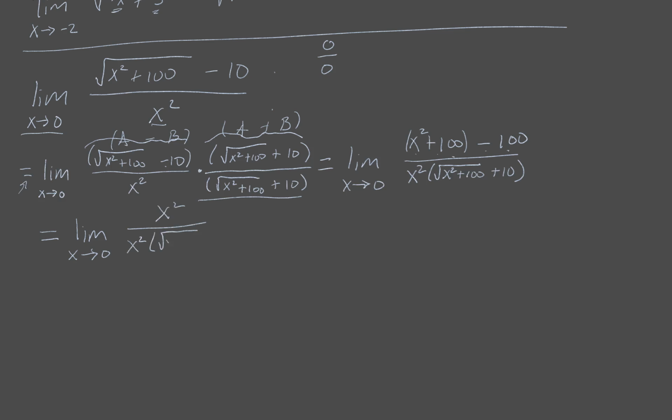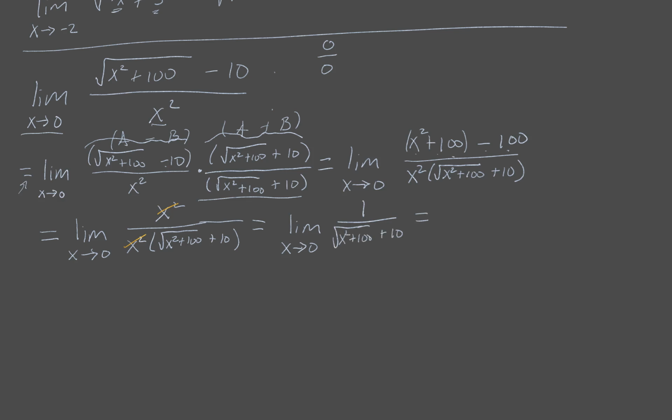And then I've still got the square root of x squared plus 100 plus 10. Those will still be down there. But I get to cancel those, and this is going to be the limit as x goes to 0. I haven't done that yet. I haven't plugged in x equals 0 anywhere or anything. I've got 1 divided by the square root of x squared plus 100 plus 10.